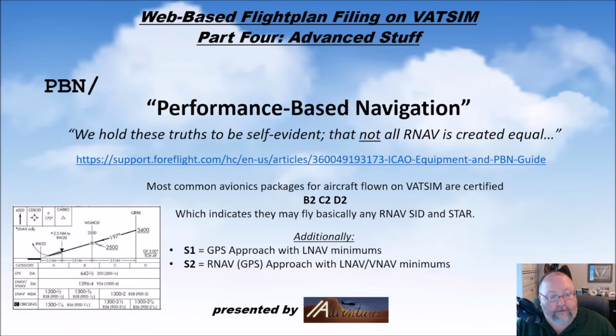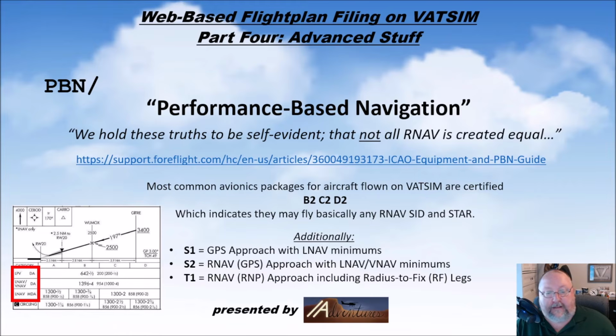I'm going to show you the difference. On some charts, it's specific as to what the minimums are, depending on what your aircraft is capable of. So it's important that you know what your aircraft's capable of in terms of providing that vertical guidance, and therefore you know what minimums are appropriate for you to use for that approach. And then finally, a T1 indicates that your aircraft is capable of performing an approach that includes one of those curved approach paths defined by what they call radius to fix, or RF legs.